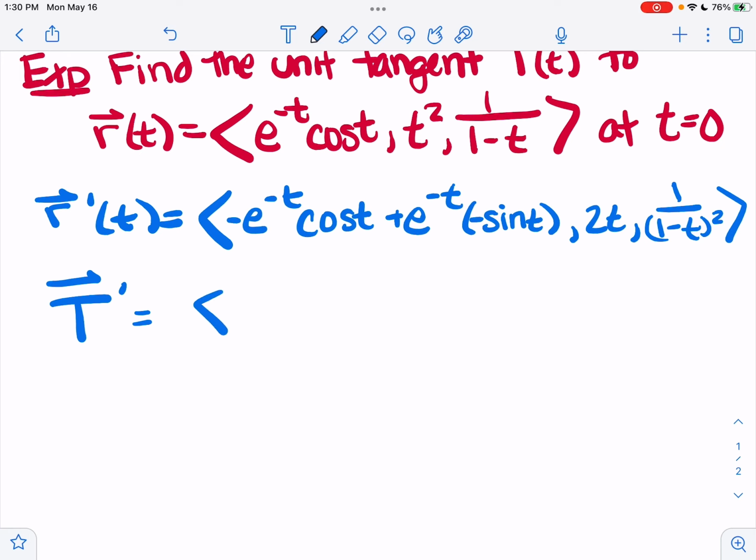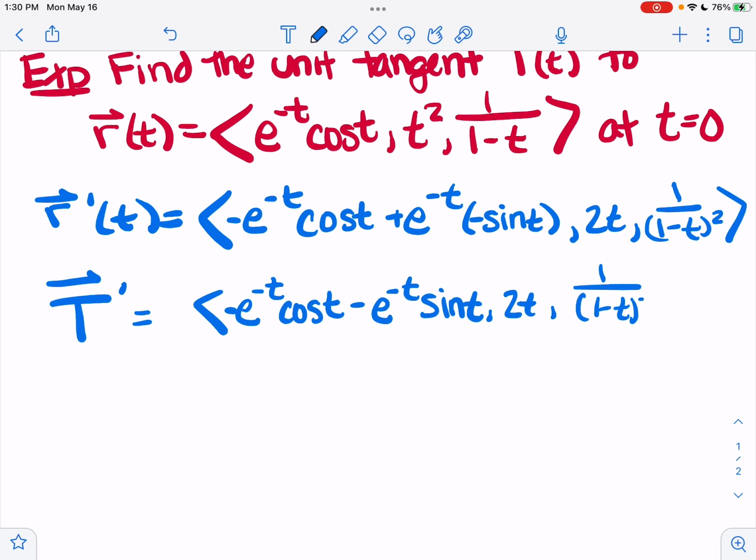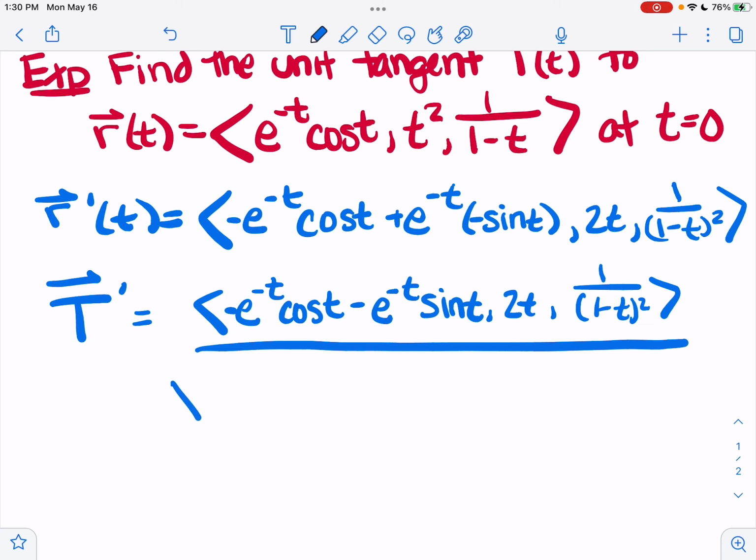So let's write this out again. Minus e to the minus t cosine t minus e to the minus t sine t, comma 2t, comma 1 over 1 minus t quantity squared, divided by the magnitude of this thing. So the magnitude of this thing is the square root of each component squared. So it gets a little messy here.